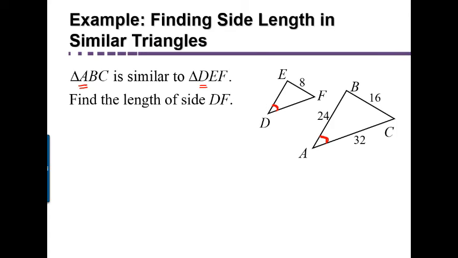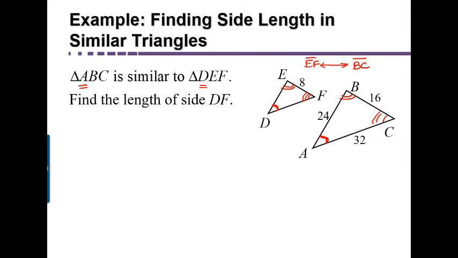Similarly, B and E have to be the same because they're the middle letter, and the last letters are F and C, so those have to be the same. And that's important because when we're comparing these two triangles, we have to make sure that we compare sides that are between equal angles. For example, we know that side EF is between two angles that correspond to side BC. So we know there's a relationship of some sort between side EF and side BC.